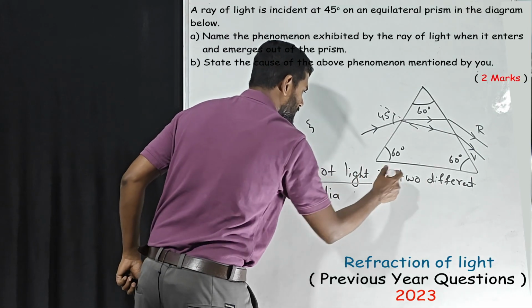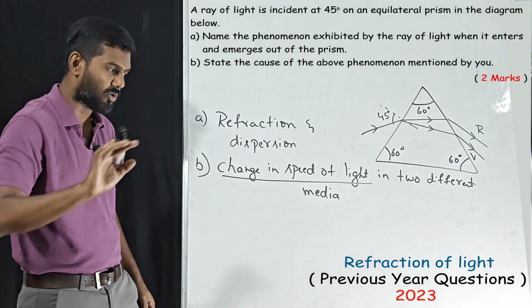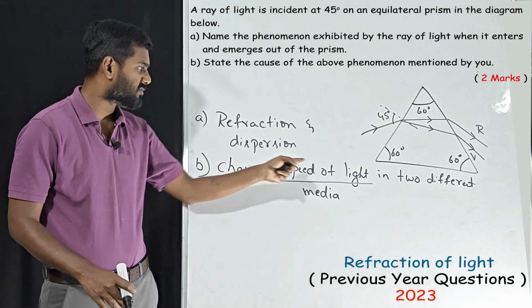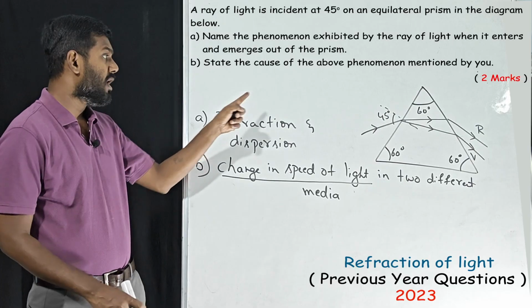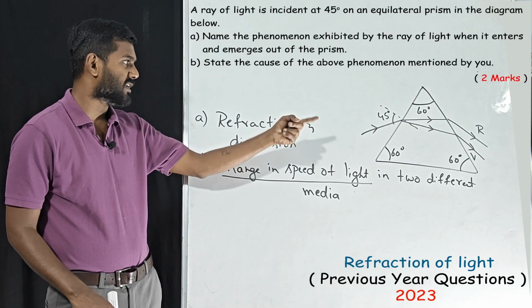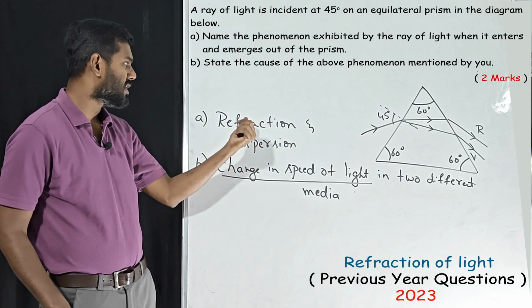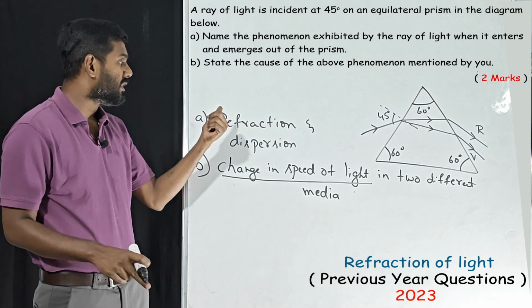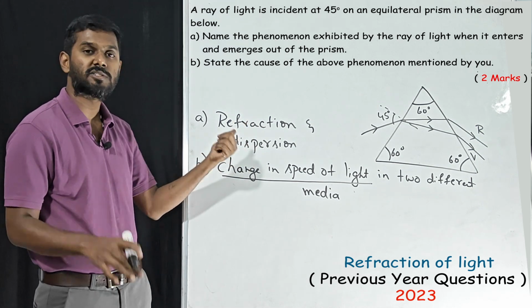If you don't write this in two different media also, that is okay. Change in speed of light is the important keyword. This is what you have to write in the exam. So if it is monochromatic, only refraction. Anyhow, if we have two different colors, we have both the refraction as well as dispersion, and keep this in mind. The cause of refraction and dispersion is same.